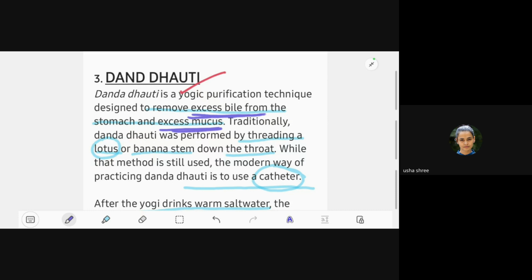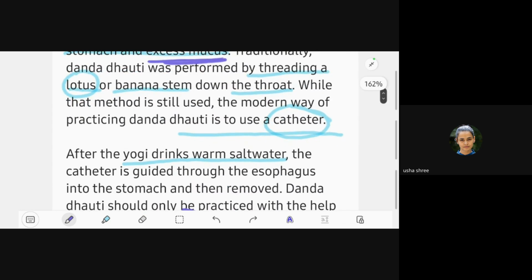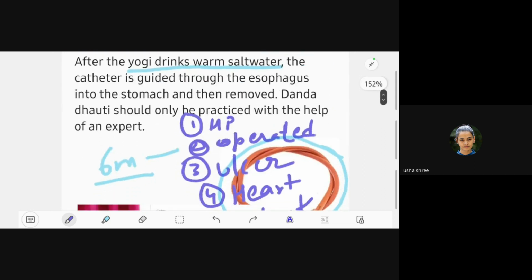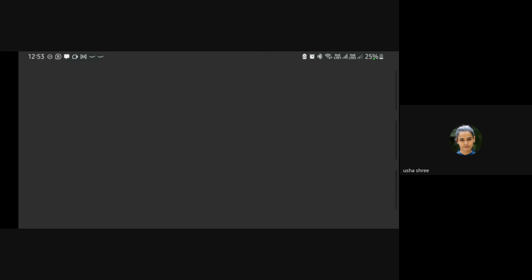In the Gheranda Samhita, the last part of the shloka says, Hridrogam Nashyate. Yes, exactly. I'm coming to that point, don't worry. I told you that people suffering with heart problems should not perform this. You said people with cardiac problems must not perform this. Yes, this is for those people. What has happened? One second.